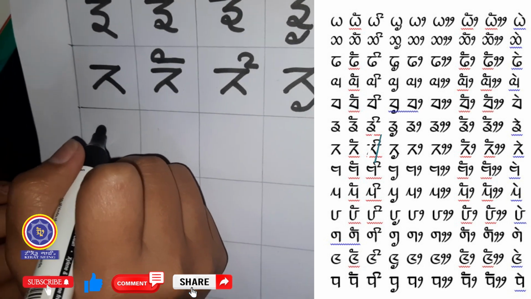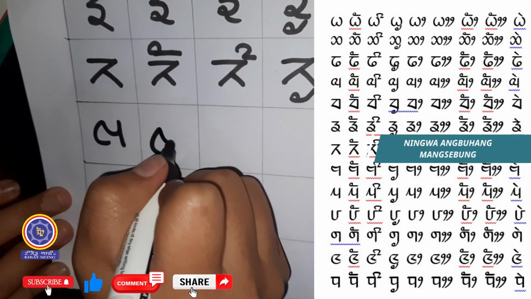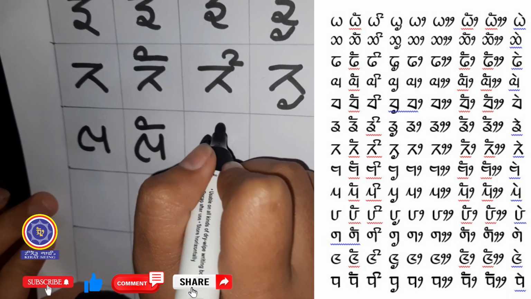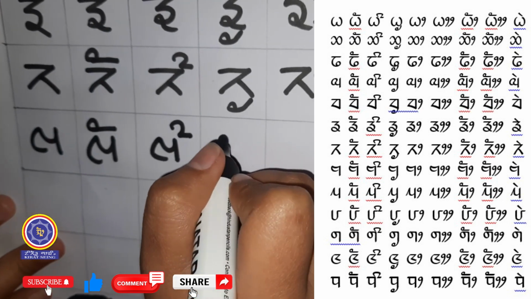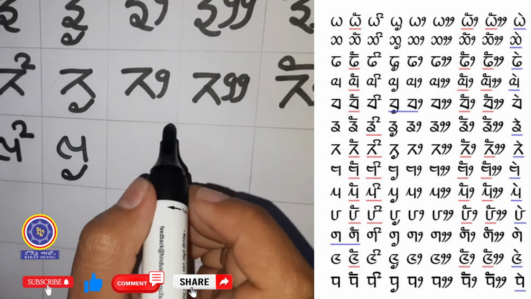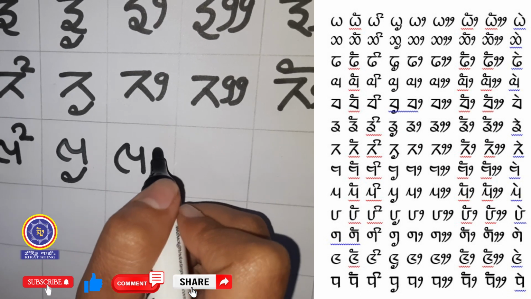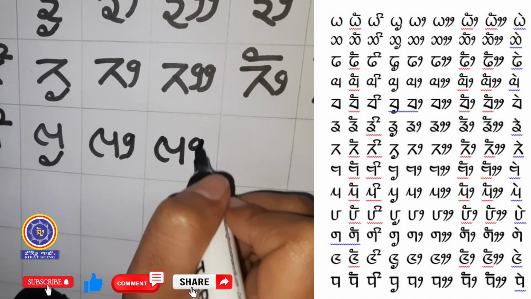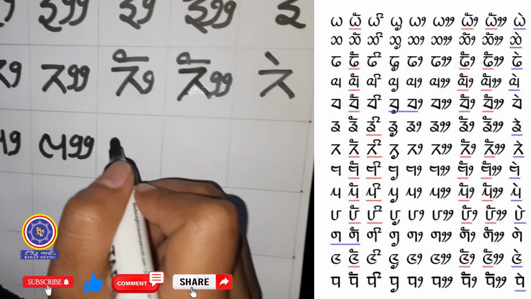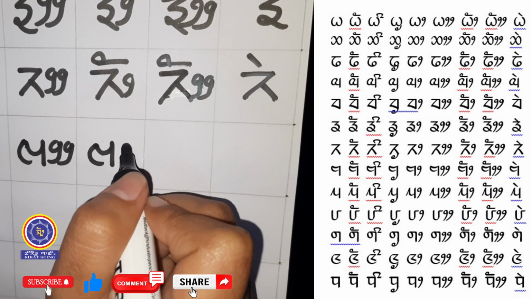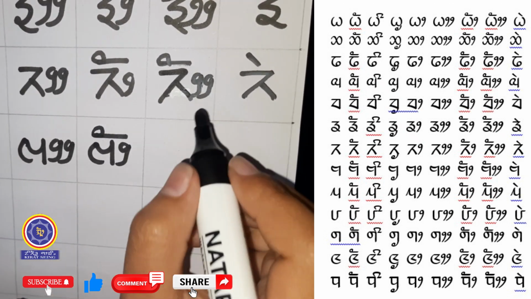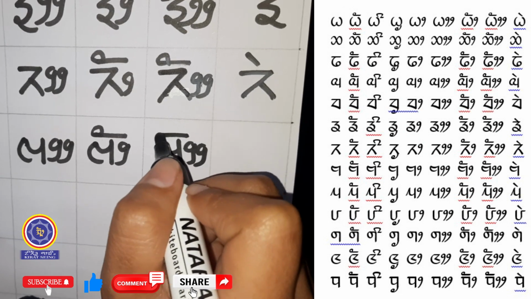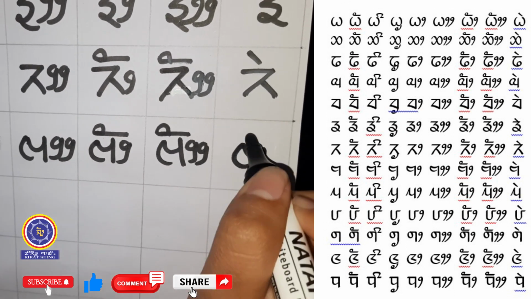Next letter is la, right? La and add amma, la amma la, and then write la and add iksu, la iksu li, write la and uksu, la uksu lu, and la and add etu, la etu le, add la and add ainu, la ainu lai, and now write la and add tumbo, la tumbo lo, and then la and add tummo, la tummo lau. And last is la pecha le.